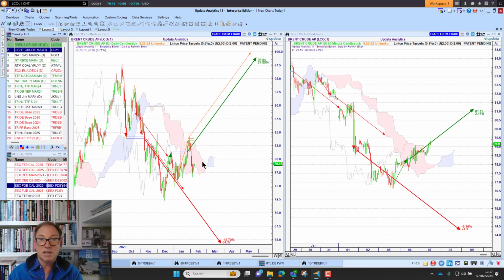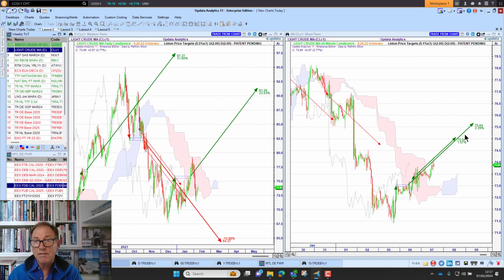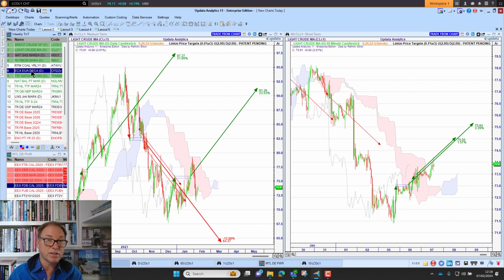And if we look at WTI, we actually have activated 2 upside targets. Again, we've got the train tracks, so starting to look more bullish on the short term. The picture is changing effectively.